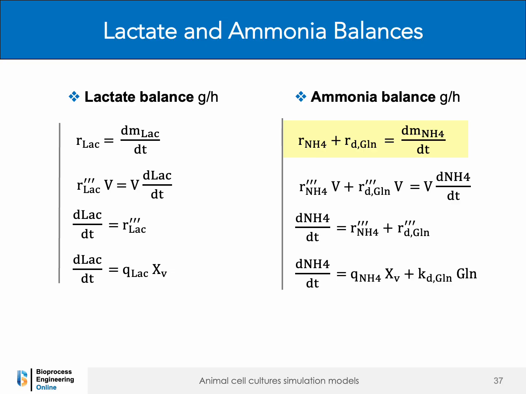Introducing the corresponding volumetric rates, the balance becomes volumetric ammonia production rate, RNH4 third, V plus RDGLN third, V equals V dNH4 over dt. Simplifying by the volume V leads to the differential equation describing the time variation of the ammonia concentration, dNH4 over dt equals RNH4 third plus RDGLN third. Or in terms of the specific ammonia production rate, dNH4 over dt equals QNH4 xV plus KDGLN GLN.